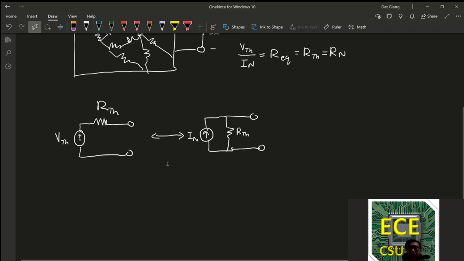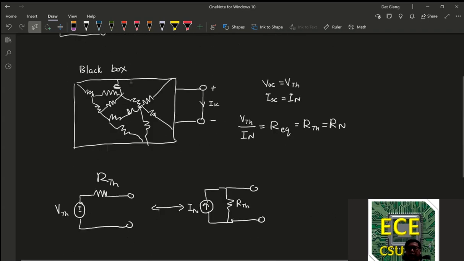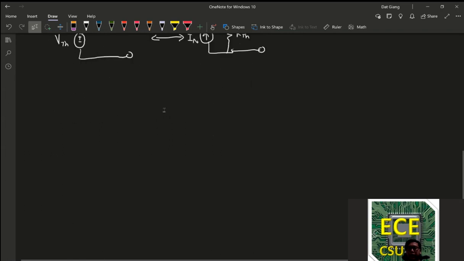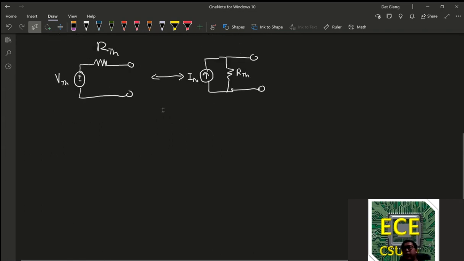Regardless of that, that's why we use the Thevenin Norton equivalent circuits, just for us to be able to evaluate a circuit right away. So there you go.